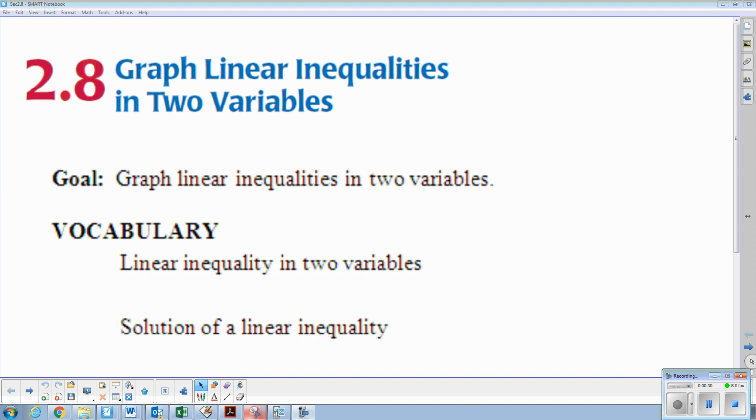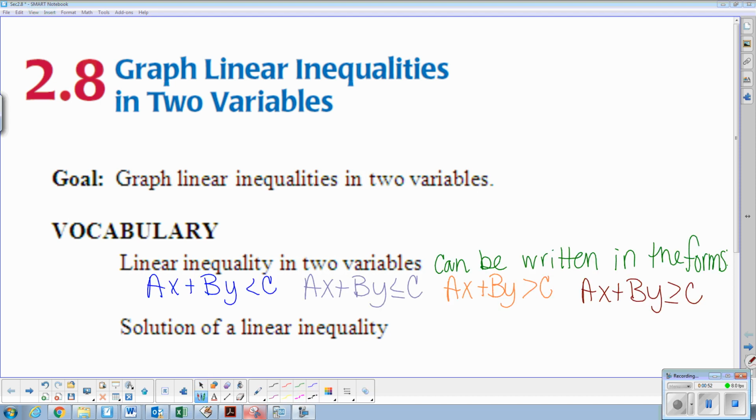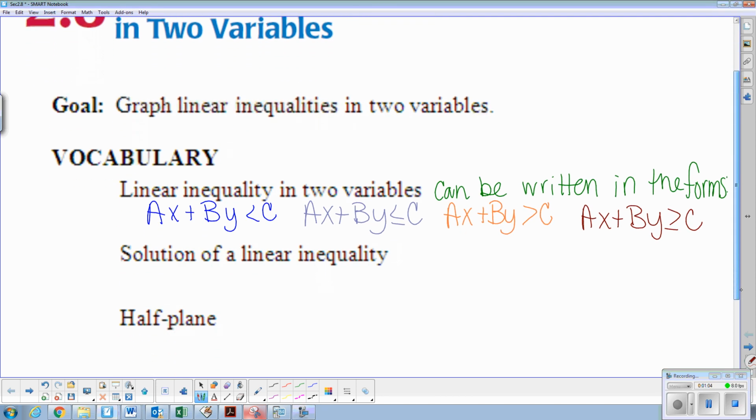The first one is a linear inequality in two variables, and this is an inequality that can be written in the form ax plus by is less than c, ax plus by is less than or equal to c, ax plus by is greater than c, or ax plus by is greater than or equal to c. So for all of these forms, a and b and c are all constants. x is an x-coordinate solution and y is a y-coordinate solution.